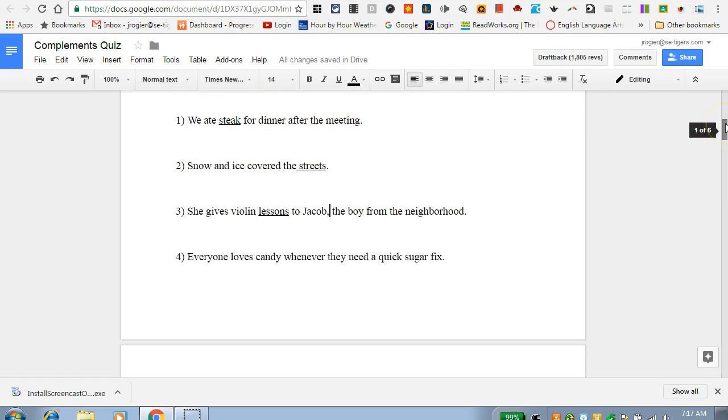Number 4, everyone loves candy whenever they need a quick sugar fix. Notice you have an independent clause here. Everyone loves candy. And then you have a dependent clause, whenever they need a quick sugar fix. You have to focus on the independent clause for your direct object. Everyone loves. What does everyone love? They love candy. And so candy should be underlined. Now, I did take the dependent clause, if you went with they need, whom or what do they need? They need a fix. You could count that as a direct object too, and so I would give credit for that.